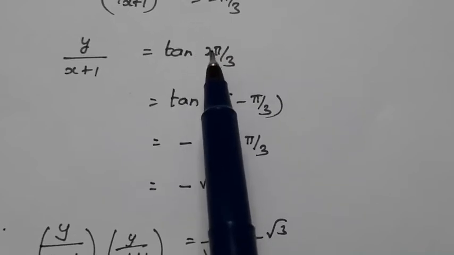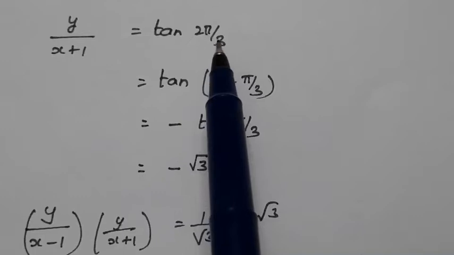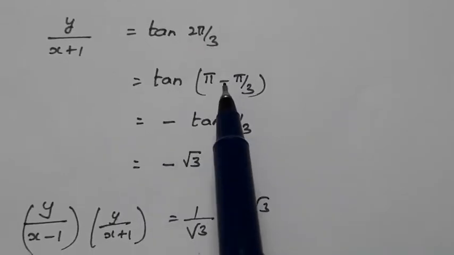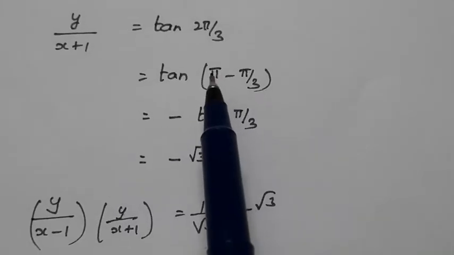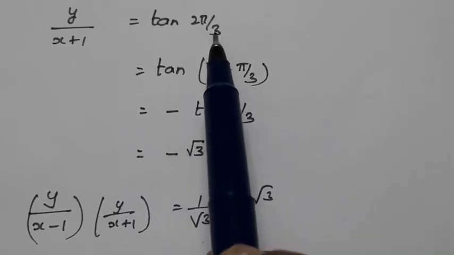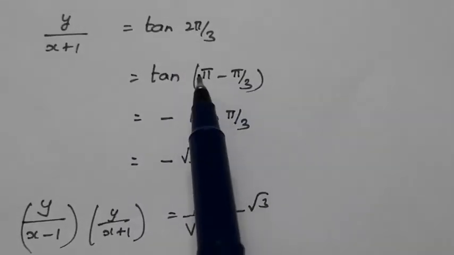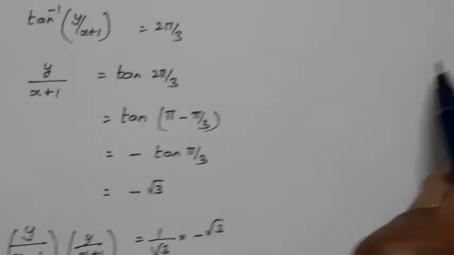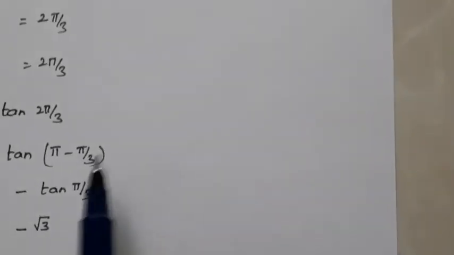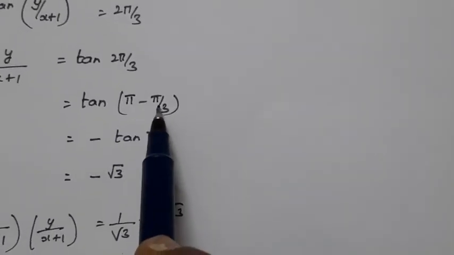Tan 2 pi by 3 means you have to split this. So 3 ones are 3, 3 minus 1 is 2. So pi minus pi by 3. If the number is smaller than that multiple, it will be minus, and if it is greater, you will have plus. So pi, 2 pi, 3 pi will be exactly the multiples here. 3 ones are 3, 3 minus 1 is 2, so 1 pi here. Tan of pi minus pi by 3.